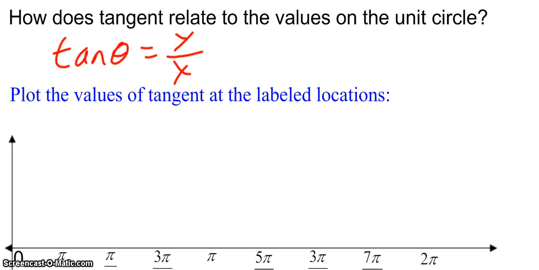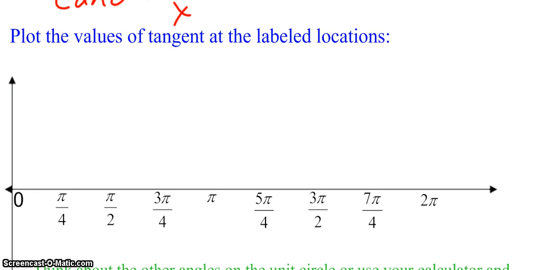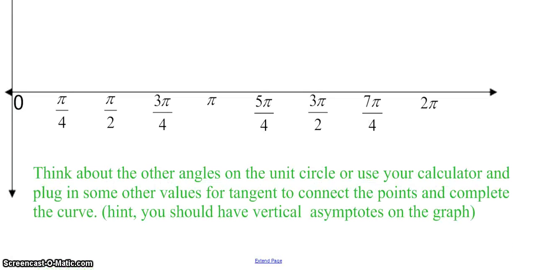So, if we plot some points from the unit circle on a graph, what is it going to look like? I want you to try and do that. So, pause the video, plot points for tangent at the values that I've labeled. Notice the hint down here. Think about other angles, plot those as well, but there will be asymptotes. So pause the video, plot some points and asymptotes. Unpause when you're ready to check and discuss.